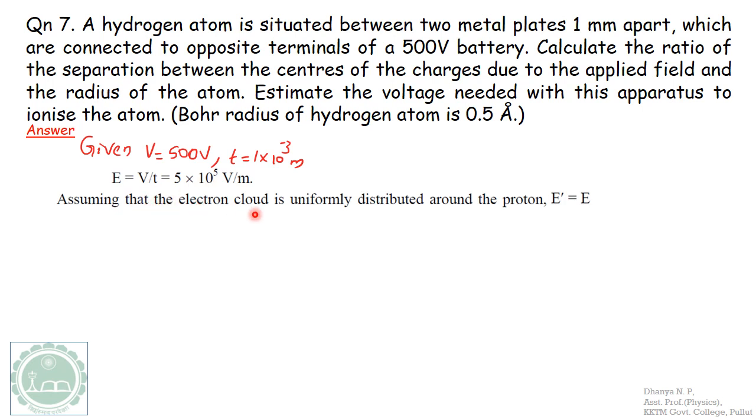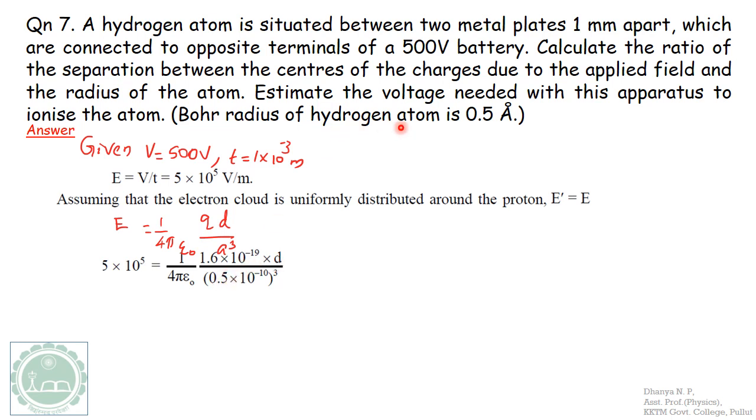Then we are assuming the electron cloud is uniformly distributed around the proton. Taking the case of a uniform simple atom, then E dash is equal to E, where E is equal to 1 by 4 pi epsilon 0 qd by a cube. We have already derived the equation. That is E, this value 5 into 10 raised to 5 is equal to 1 by 4 pi epsilon 0, q, charge of an electron. Hydrogen atom consists of only a single electron, that is 1.6 into 10 raised to minus 19 into d divided by a.